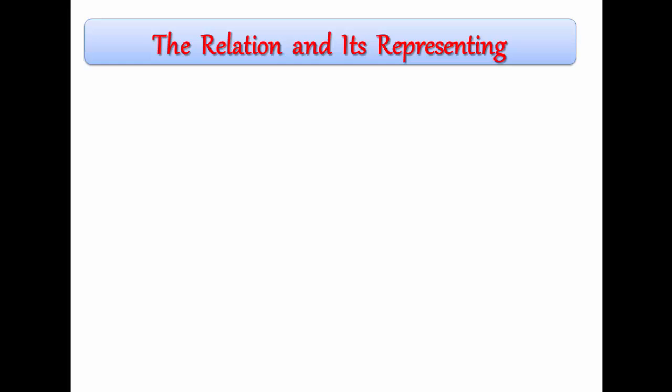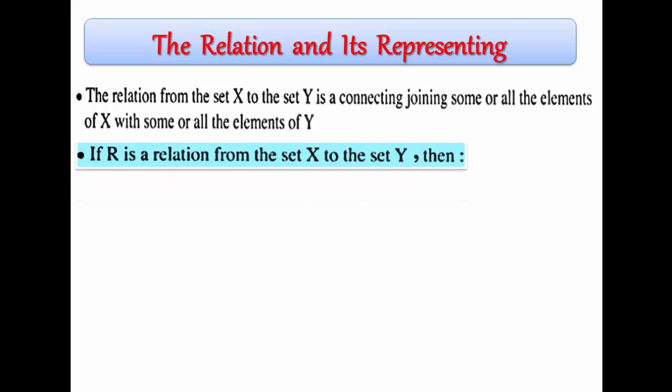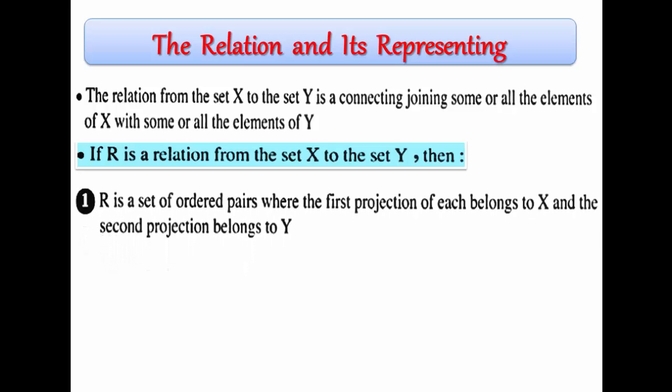The relation and its representing. The relation from the set x to the set y is connecting, joining some or all the elements of x with some or all the elements of y. For example, if R is the relation from the set x to the set y, then number 1: R is the set of ordered pairs where the first projection of each belongs to x and the second projection belongs to y.